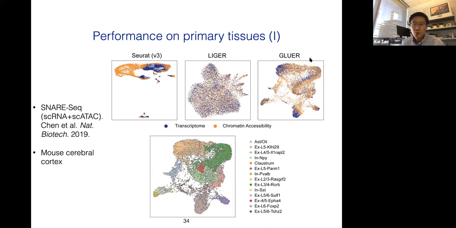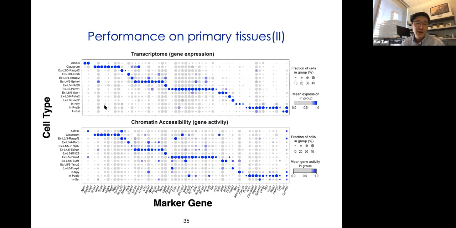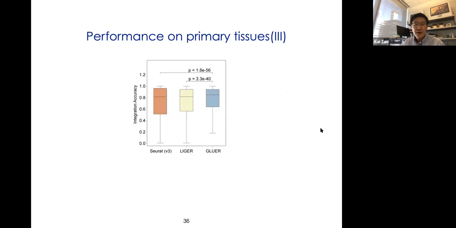So if you look at GLUER, there are some clear clusters here, and those clusters actually represent the known cell types in the cortex. So this is confirmed by the marker genes for these different cell types and shown here. And more importantly, the corresponding ATAC-seq data signal is concordant for the same cell type for those marker genes as shown here. Okay, and finally, the integration accuracy is significantly higher for GLUER.